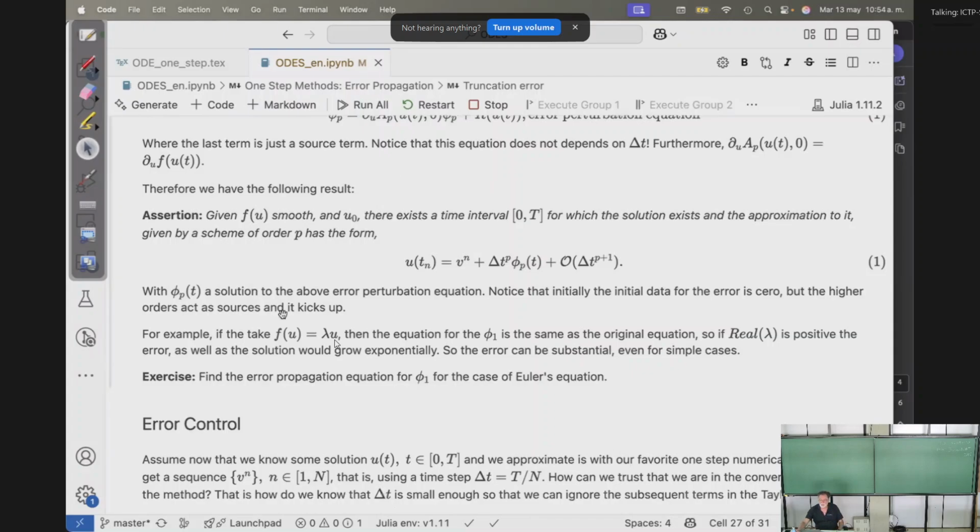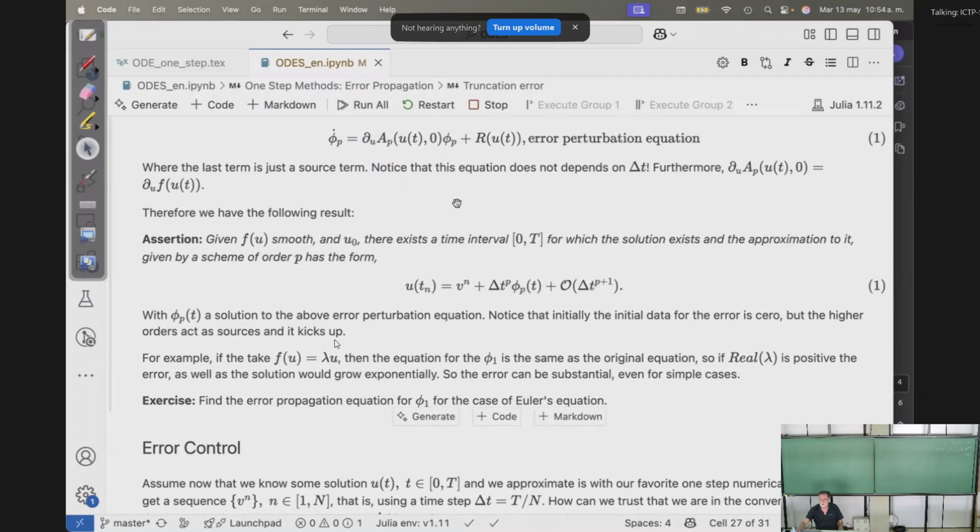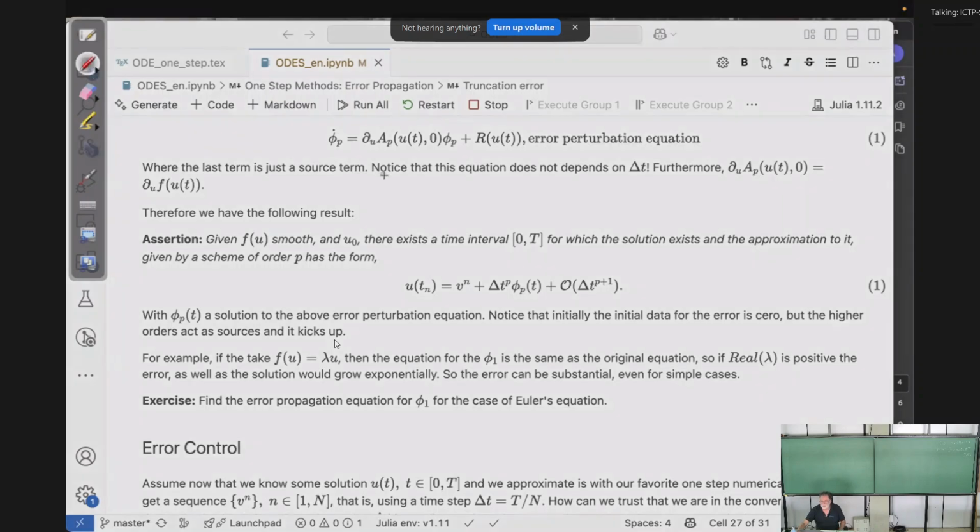For instance, if you take f of u to be lambda times u, then this equation here will be just the same equation, right? Because if you take the derivative of f of u, lambda times u, this will be phi dot equals lambda phi plus r. So if this lambda is real and growing, the error is going to grow. If lambda is imaginary, this will tend to go around, but it will have a growth because of this term, and so on. So this is how it works.